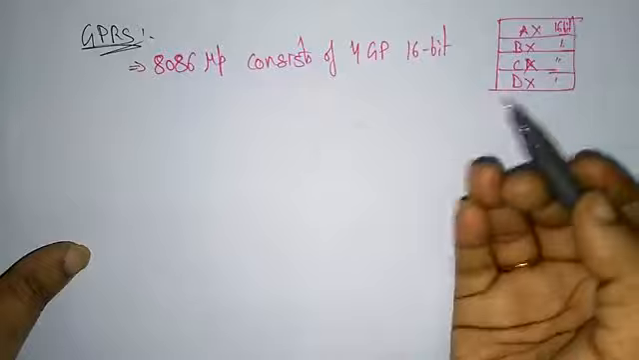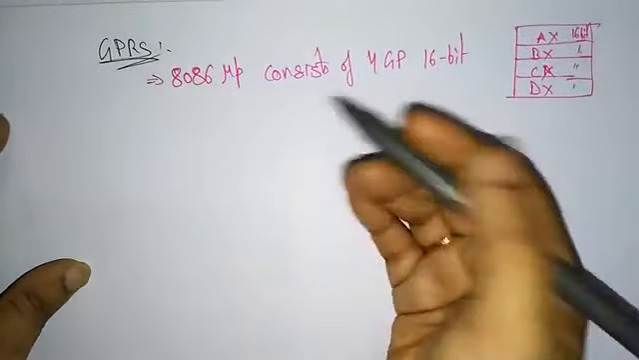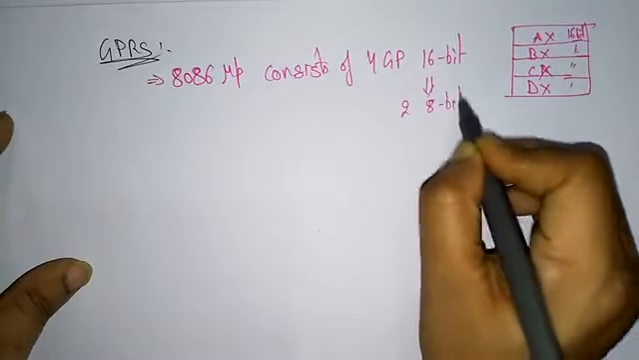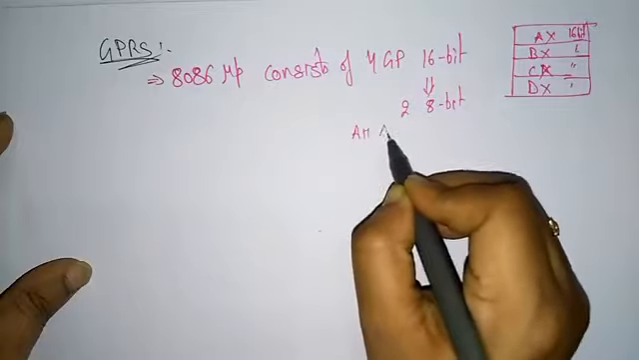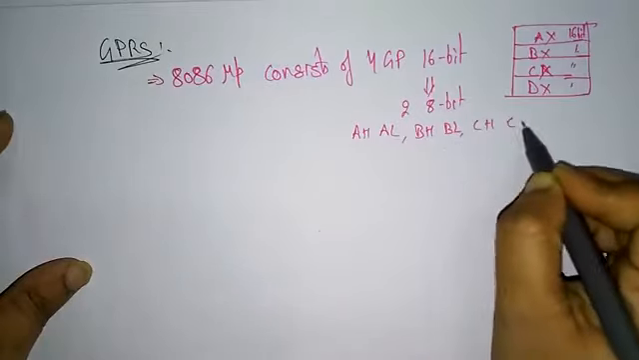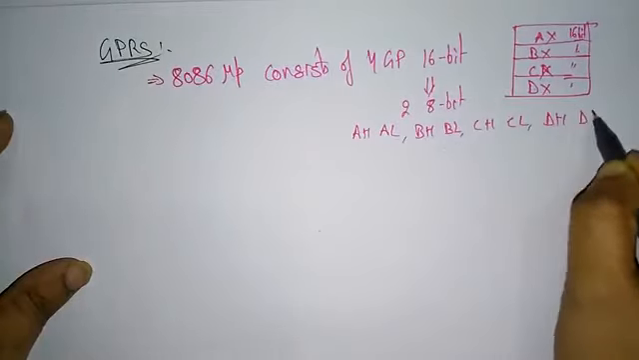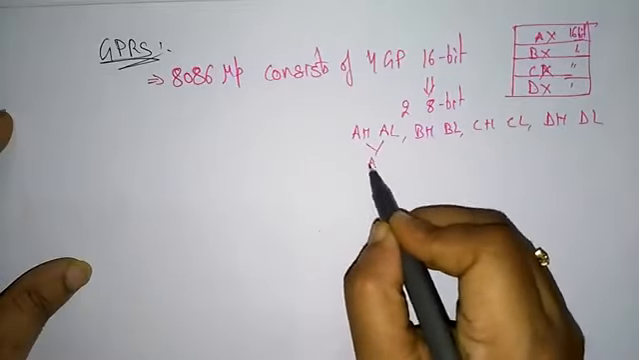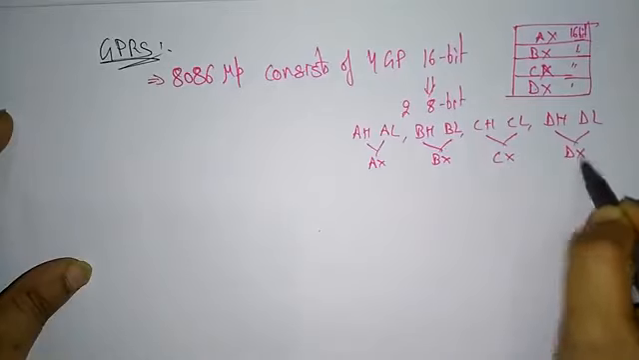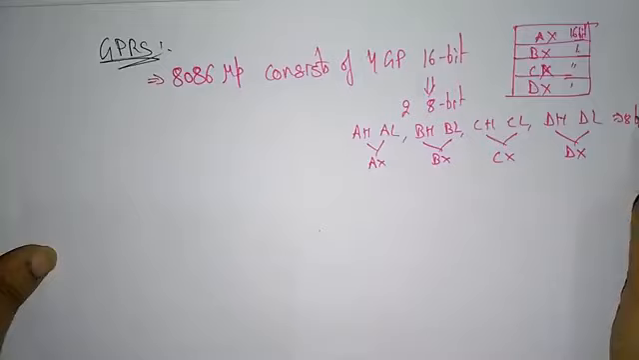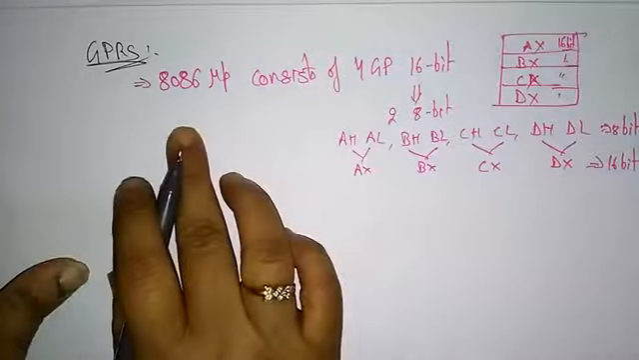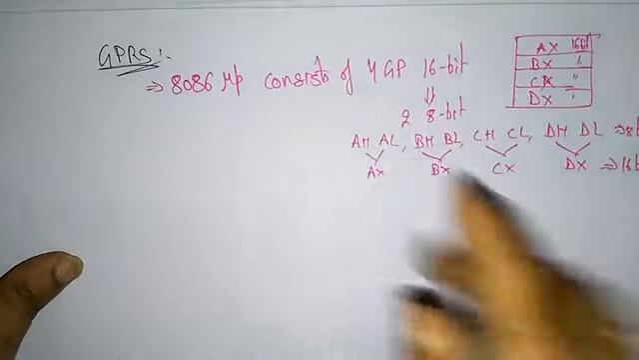These can be divided into two 8-bit halves. You can use these 16-bit registers as two 8-bit registers, like AH, AL, the higher order and lower order of A, BH, BL, CH, CL, DH, DL. Each is 8-bit, and combined you call them AX, BX, CX, DX. So these are 8-bit registers and these are 16-bit registers; that is the only difference. These four are the general purpose registers of the 8086.